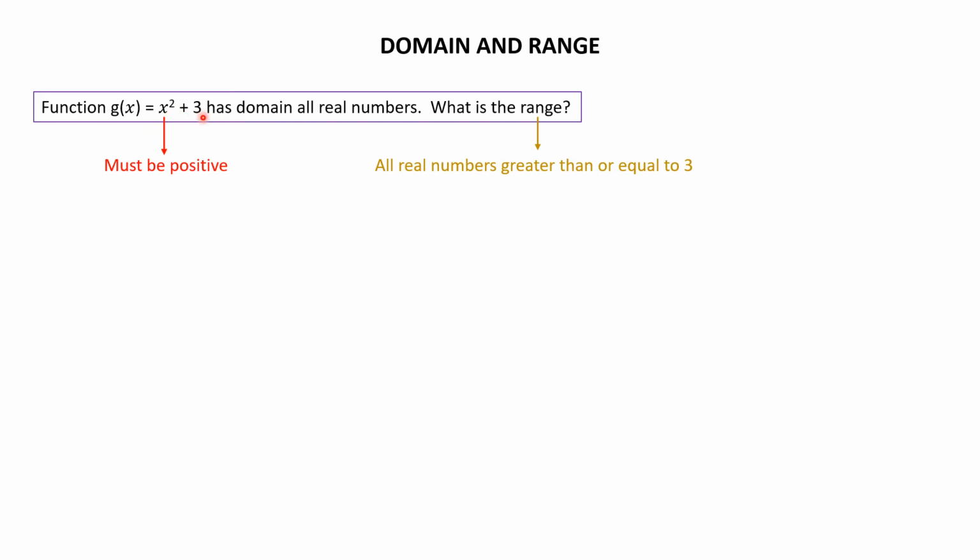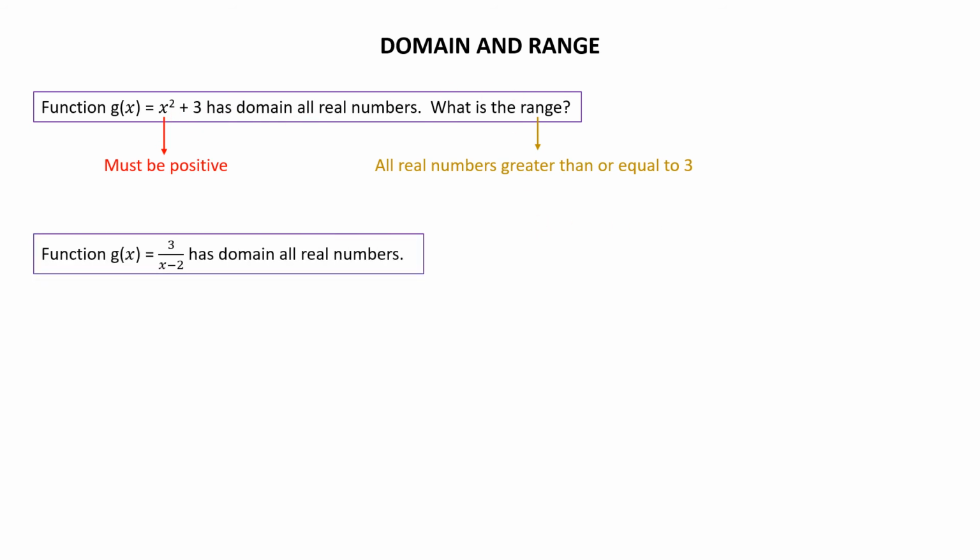0 for x would give you 3, thus greater than or equal to 3. But then after that, any value of x gives you a positive x squared, which therefore has to give you a number greater than 3. So the nature of the function can actually limit the range. And then there's also going to be some times in which the domain itself is limited.